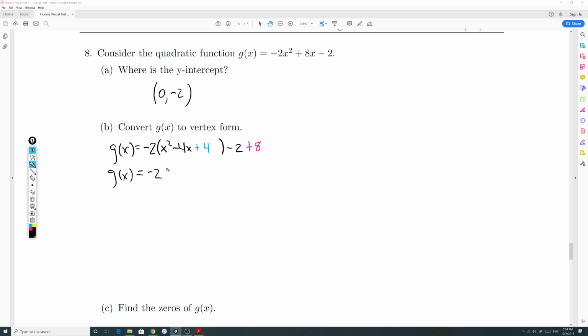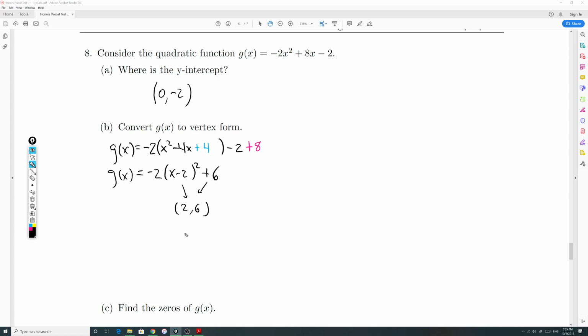We have -2, x minus 2, quantity squared, plus 6. Now I didn't explicitly tell you to write the vertex, but at this point you should be thinking that, all right, vertex form tells me that the vertex is at 2, 6, and we're going to need that in a little bit.